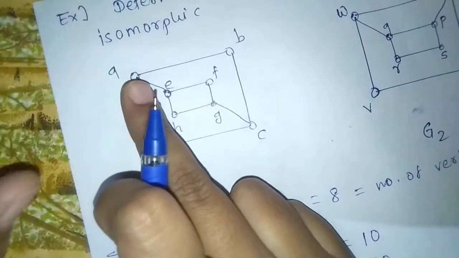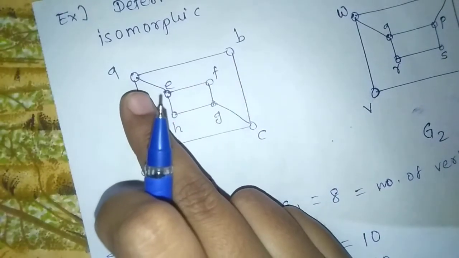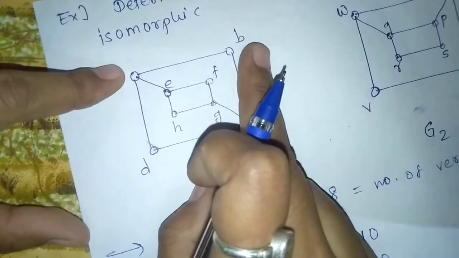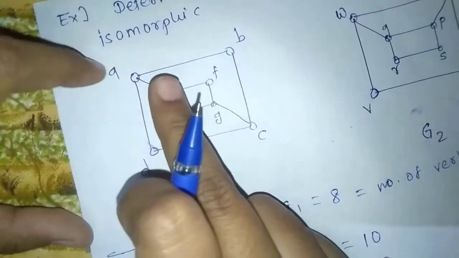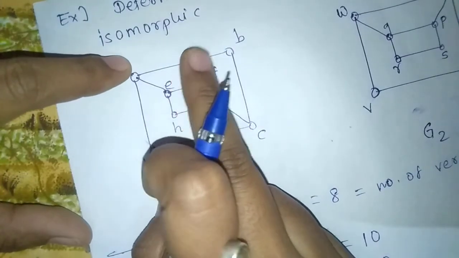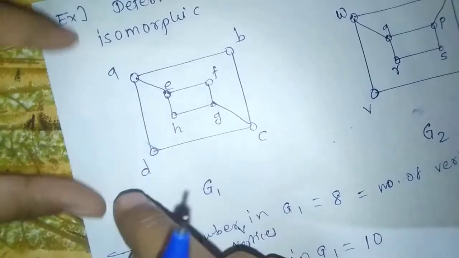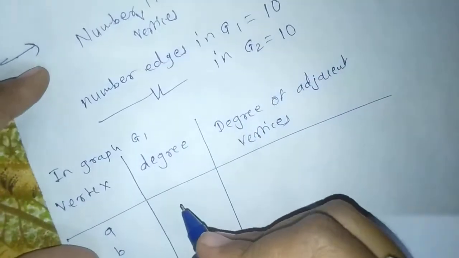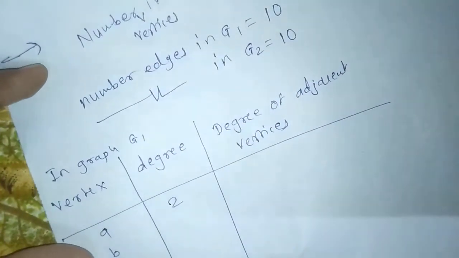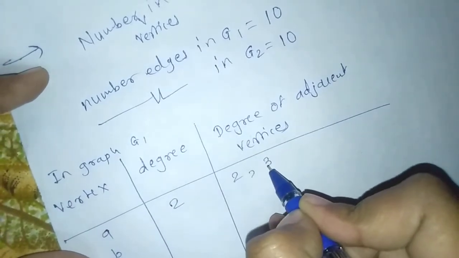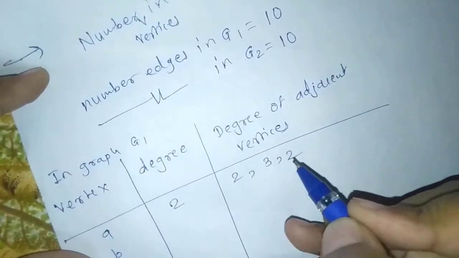First of all, which are the adjacent vertices of A? B, E and D. And degree of adjacent vertices, 2, 2. For this 1, 2, 3 and for this 2. Degree of A is 2. Degree of adjacent vertices of A are 2, 3, 2.